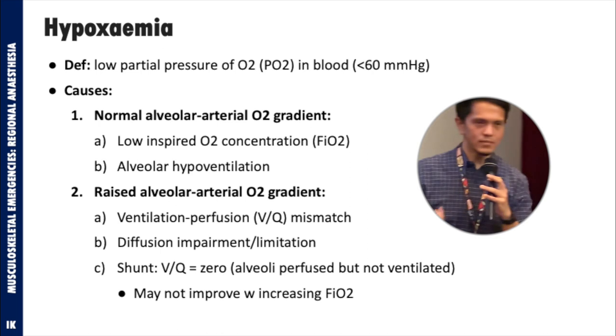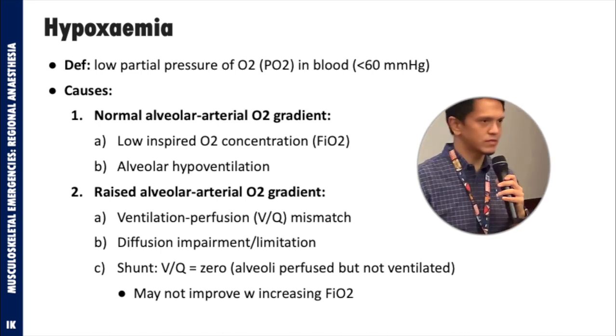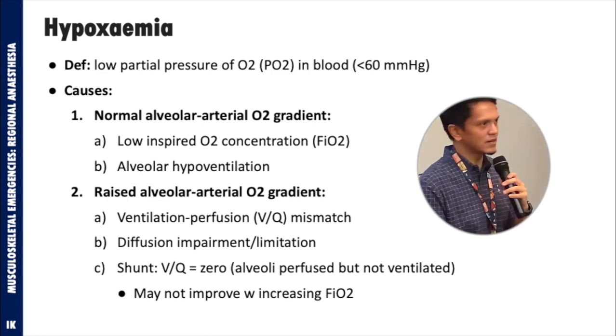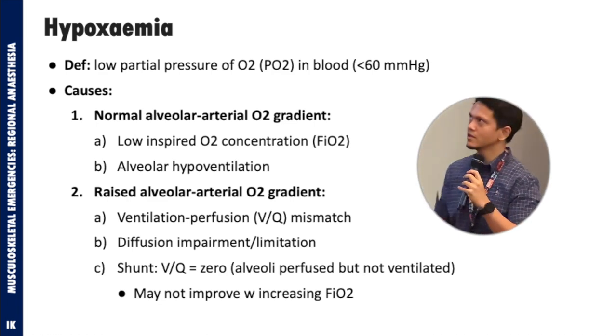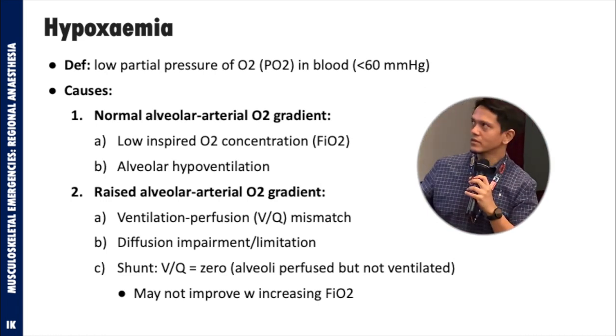Patient SpO2 is 90%, you do ABG, PO2 is 50. You have to think of differential diagnosis. So you calculate the AA gradient. You can easily find the calculator online if you don't want to memorize. And you see, if the AA gradient is normal, it's one of these. If the AA gradient is raised, it's one of these three. So you can narrow down the causes.